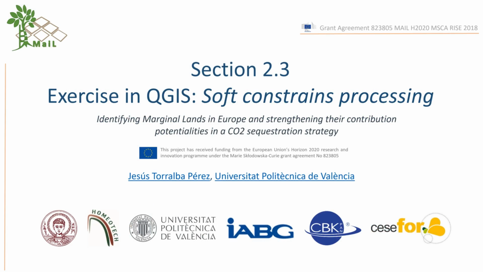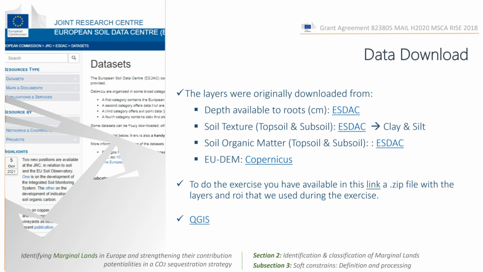Hello everyone! In this video we are going to compile the steps to process the marginality indicator layers. The objective of this exercise is to show you how to prepare the soft indicator layer to obtain a raster for each indicator with three values corresponding to three marginality ranges: high, low, and potential unsuitable low.